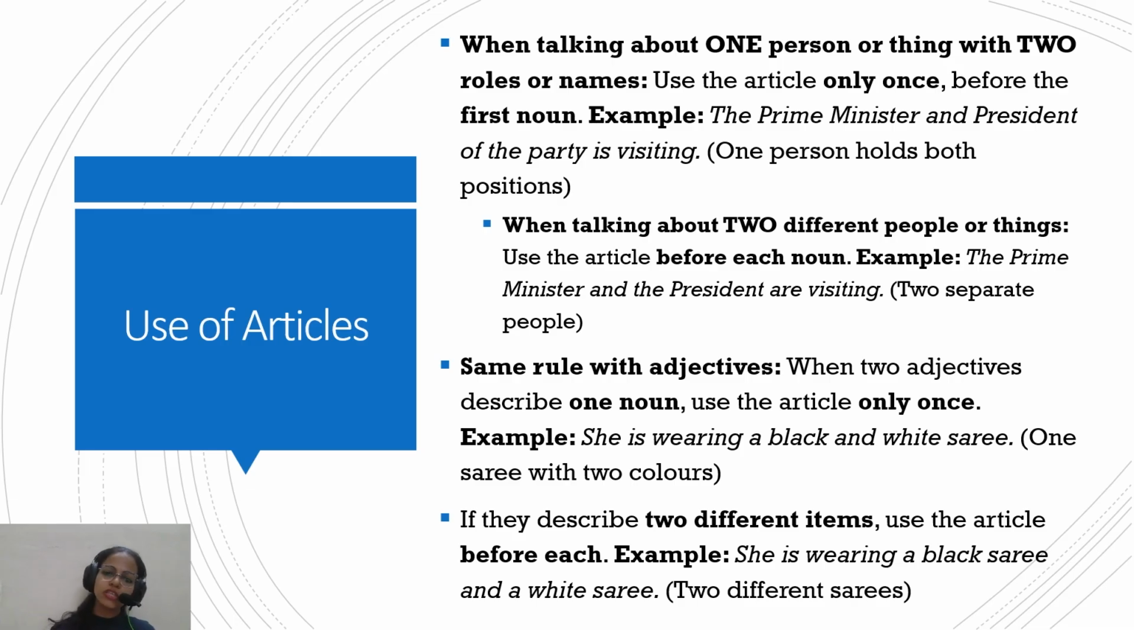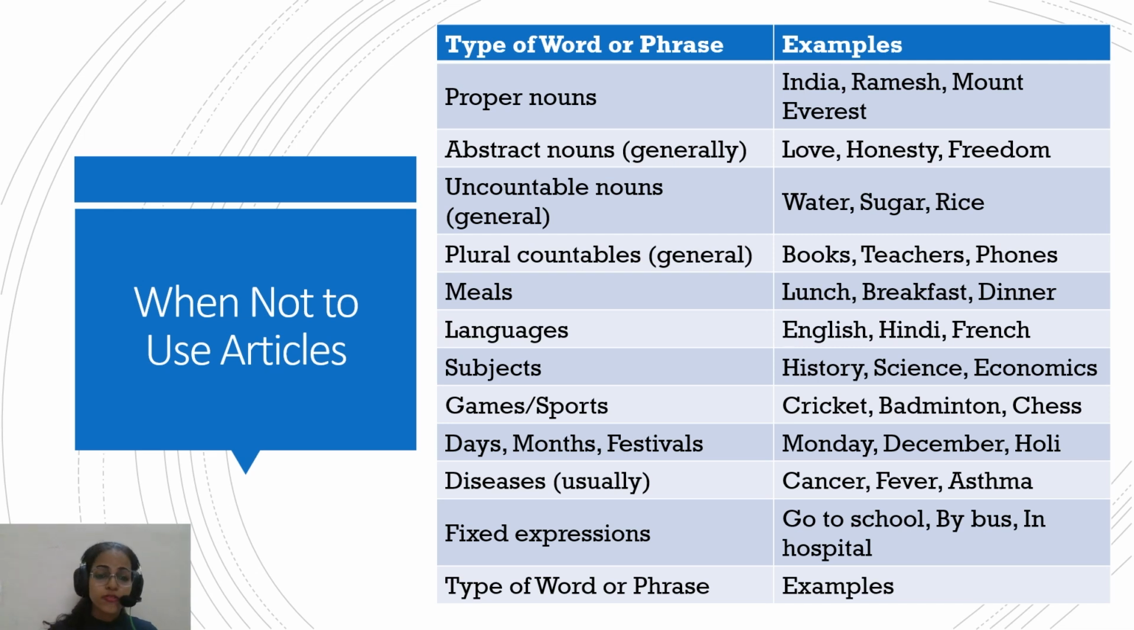So for one person or thing, one article. And when two different persons or things are being talked about, then two articles. Fairly simple. Now, if we have spent so much time understanding where to use articles, we should also understand where not to use articles.